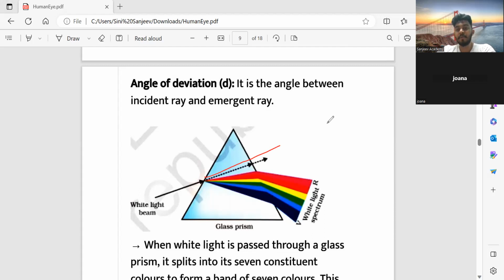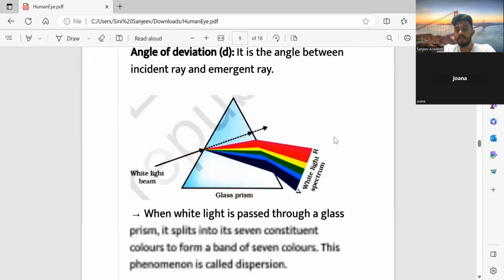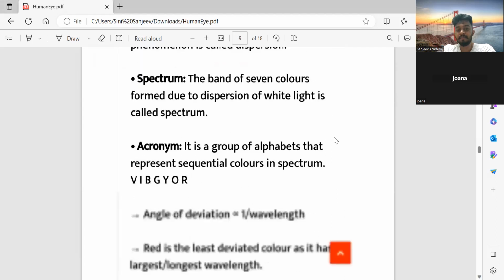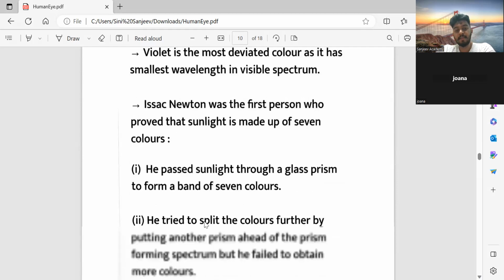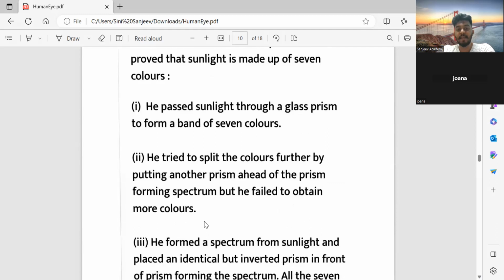Okay. According to what? If you just go down, angle of deviation is inversely proportional to wavelength. So if the angle of deviation is less, the wavelength will be more. If the angle of deviation is more, the wavelength will be less. Inversely proportional means opposite to that. So violet is the most deviated color. So it has got the smallest wavelength. So this is our first type of question which they can ask.